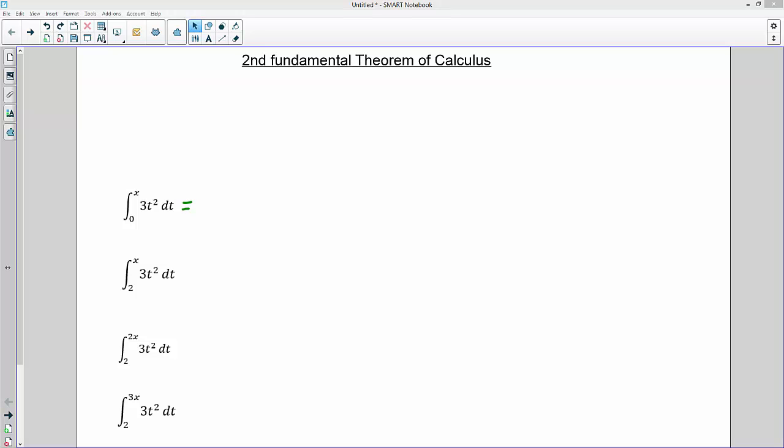Doing the definite integral, it's the first fundamental theorem of calculus. Plug in the x, plug in the 0, subtract the 2. For the second one, plug in x, plug in 2, subtract the 2, and get the final result. Okay, so do that now.